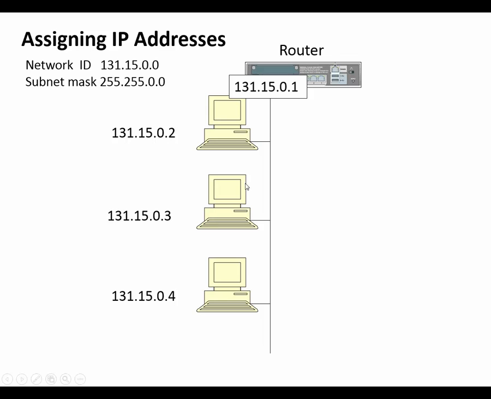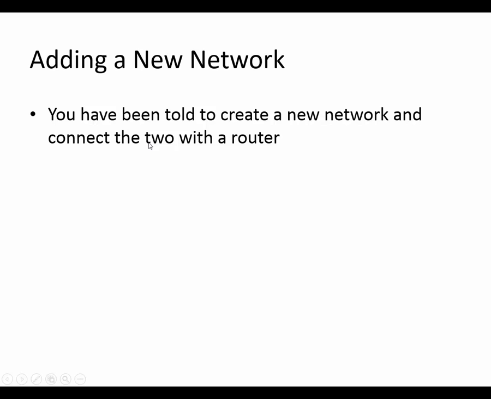So you go into Building B and you hook up all the computers and you give them all an IP address. The first workstation would be 131.15.0.2, the second workstation would be 131.15.0.3, and the next one would be .4, and the router would get the IP address 131.15.0.1. The router doesn't have to be .1, but it usually is. So you set up your new network, and every computer starts out with 131.15 because that is the network ID.